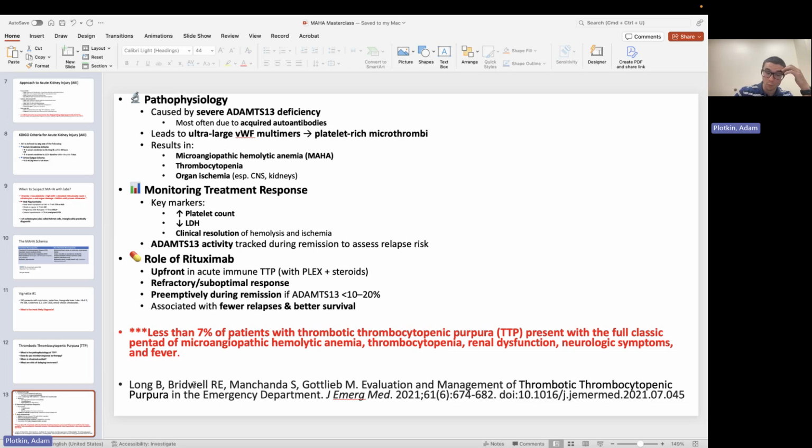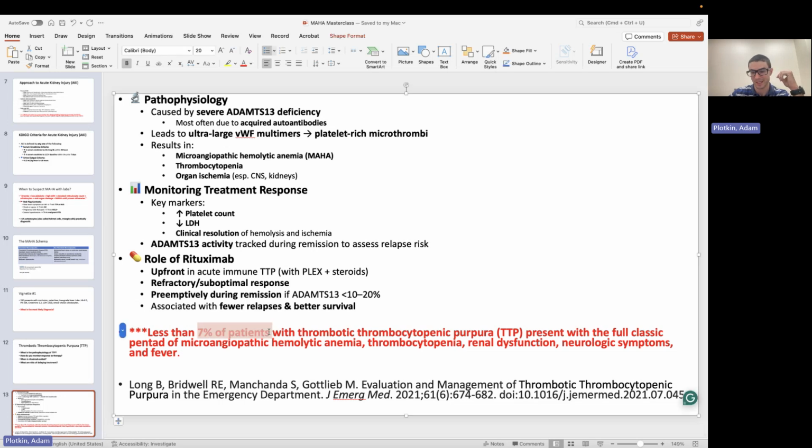I will tell you, everyone memorizes the FAT RN mnemonic. It's the same mnemonic you can see in HUS. So it's fever, anemia, thrombocytopenia, and then the RN would be renal and neurological. Classically, data has shown that less than 7% of TTP have the full pentad. You'll usually see a younger female who has petechiae. Maybe they'll give you an anemia. Maybe they'll give you a low-grade fever, and maybe she has new confusion, right?